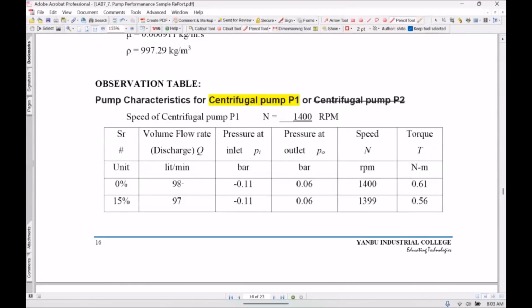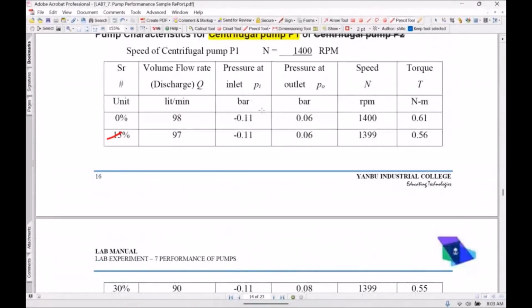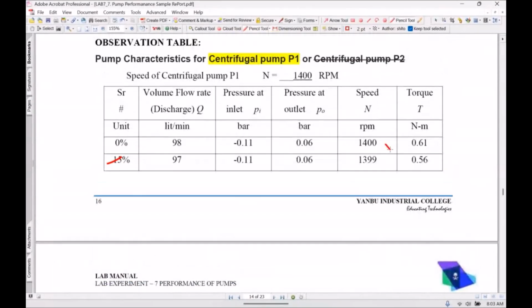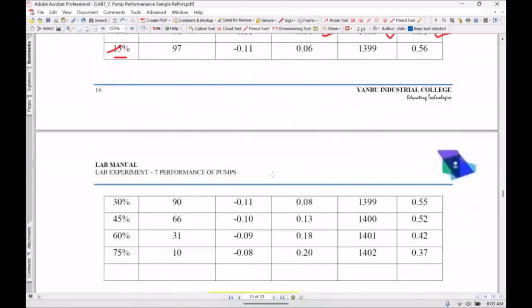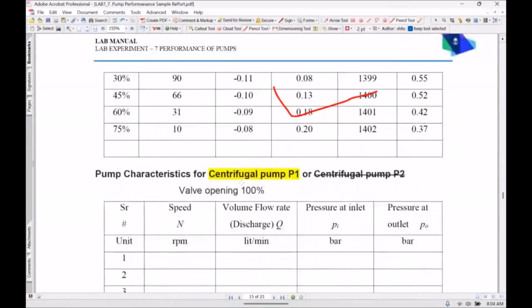So change the position of valve to 0%, 50%, 30%, 45%, 60%, and record the discharge, record the inlet pressure, record the outlet pressure, record the speed, and record the torque. And then change the valve position to 15% opening and record all these readings. Okay, so these readings are recorded, and now the pump characteristics for pump 1 or pump 2.